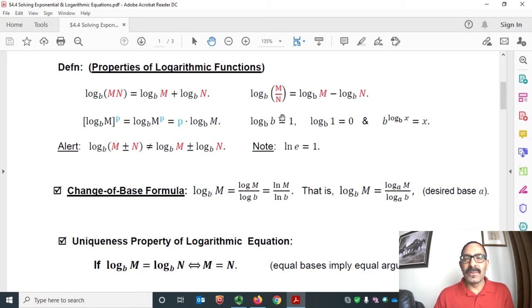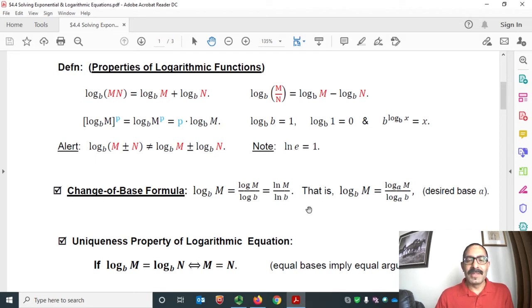Log of b with the same base b is 1. Log 1 with any base b is 0. And b to the power log x with base b is x. Alert: log of the sum or difference is not equal to the sum of their logs or difference of their logs. And note, ln e is 1.